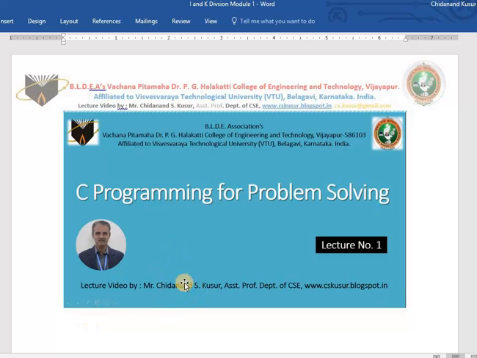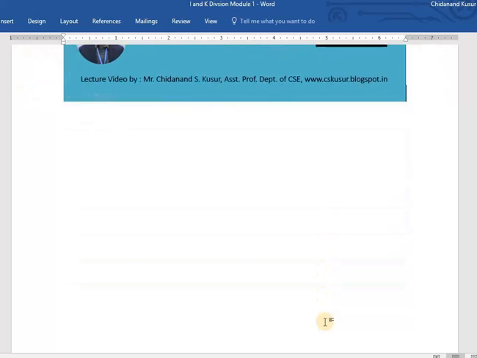Myself Chidanand S. Kusur, working as Assistant Professor in the Department of Computer Science and Engineering. As you know already, as per the timetable, I am going to teach you the subject named C Programming for Problem Solving. In today's class, we discuss the syllabus introduced by VTU Belagavi.